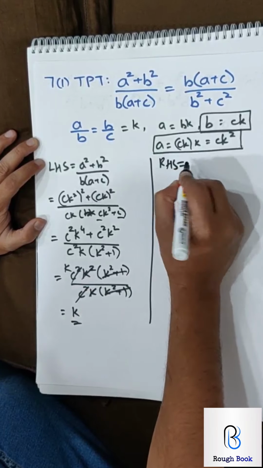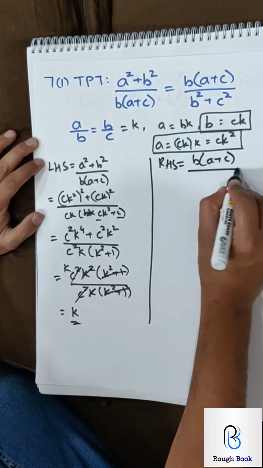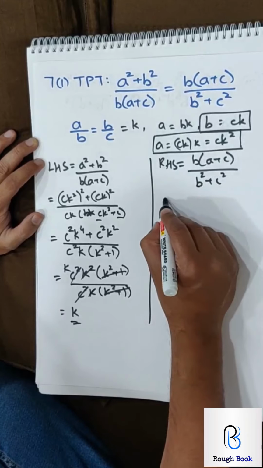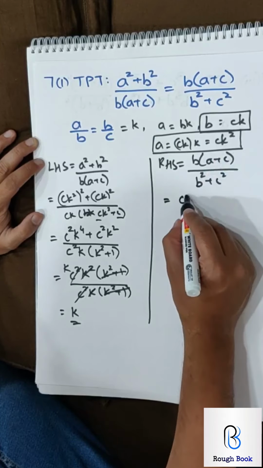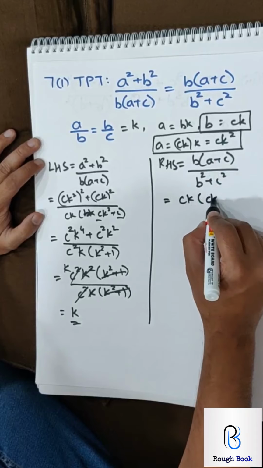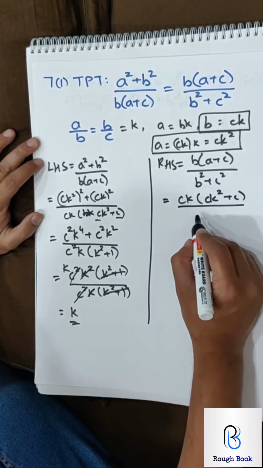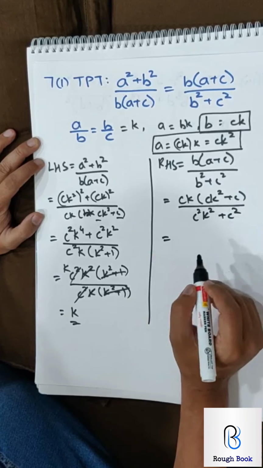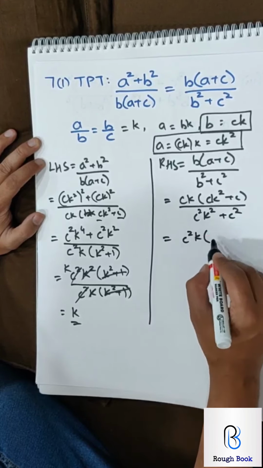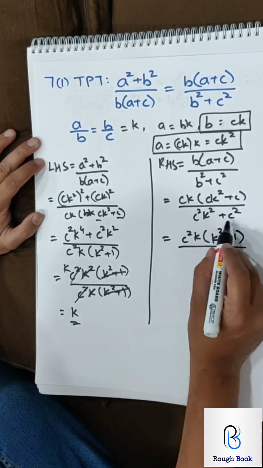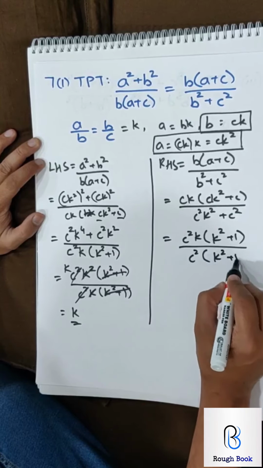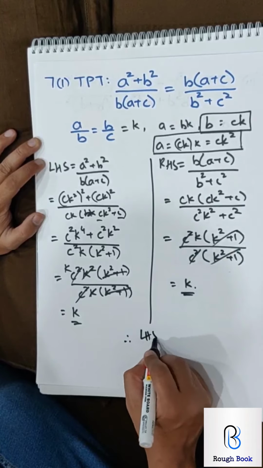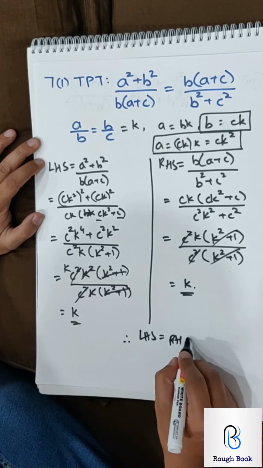Pause the video, try on your own and then come back. I am 100% sure on this side also you will get the value as K only. So B substituted as CK, A CK square plus C. Again B C square K square plus C square. I am pulling C common, so C square K, K square plus 1 left. Here also C square common, K square plus 1 left. Cancels, cancel. I get K and therefore I can say LHS equals RHS.